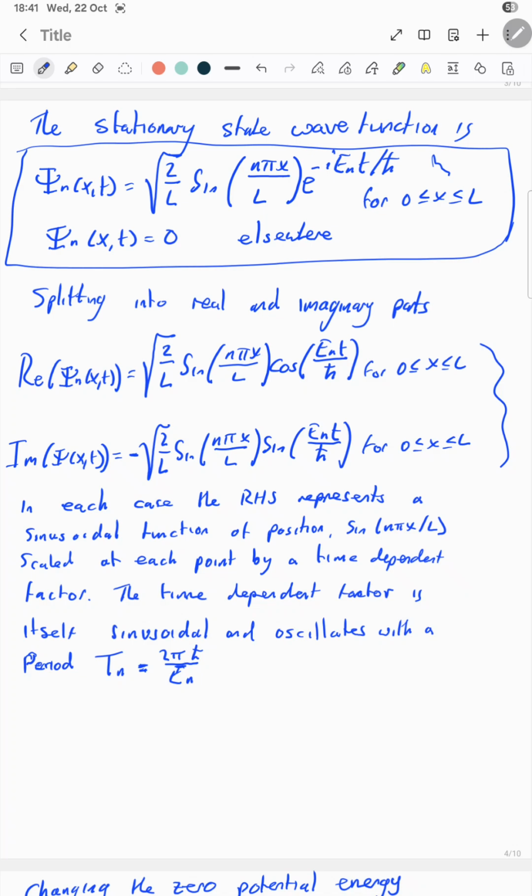In each case, the right hand side represents a sinusoidal function of position, sin(nπx/L), scaled at each point by a time dependent factor. The time dependent factor is itself sinusoidal and oscillates with a period of T_n equals 2π h bar over E_n.